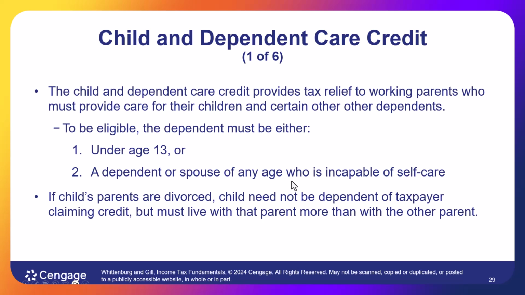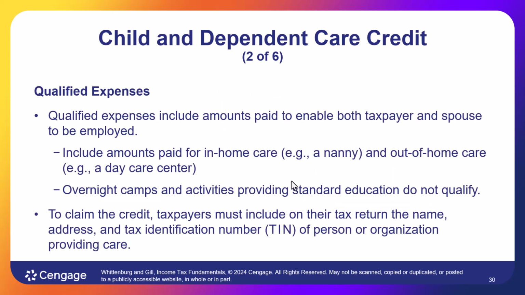So, the Child and Dependent Care Credit. It provides tax relief to working parents who must provide care for their children and certain other dependents. To be eligible, the dependent must be either under the age of 13 or a dependent or spouse who is incapable of caring for themselves. If a child's parents are divorced, the child need not be a dependent of the taxpayer claiming the credit, but must live with that parent more than the other parent. A lot of times due to divorce, you swap years of claiming the children.